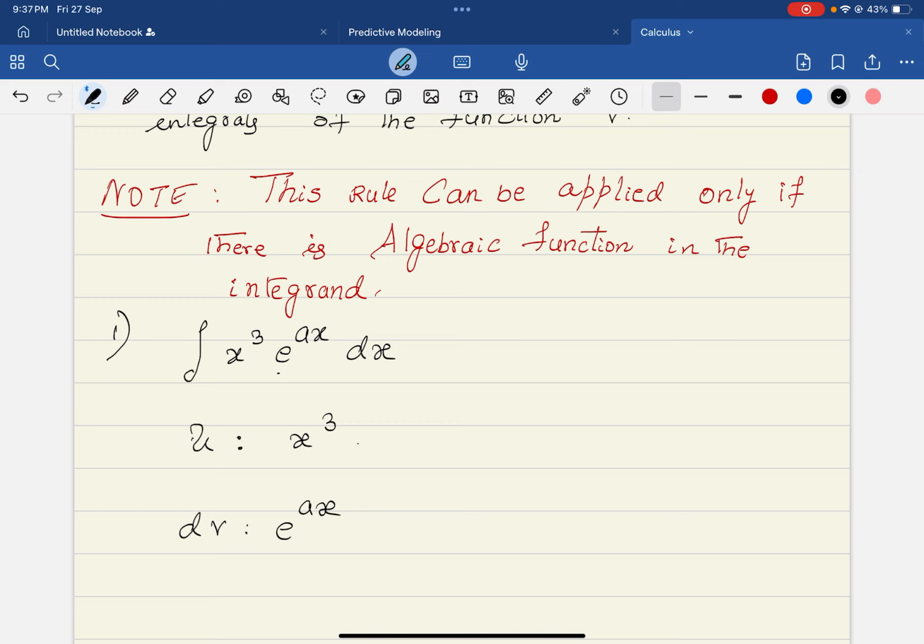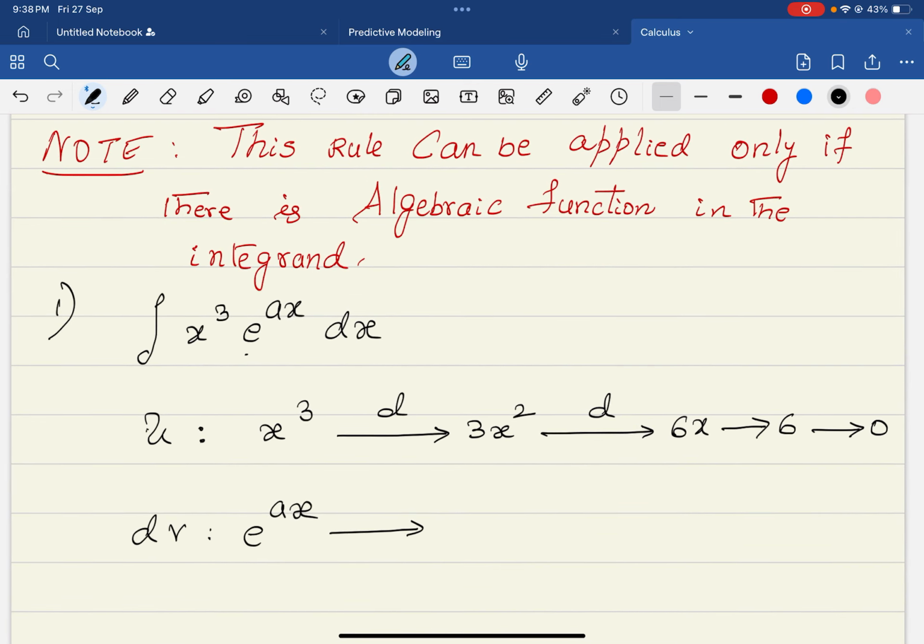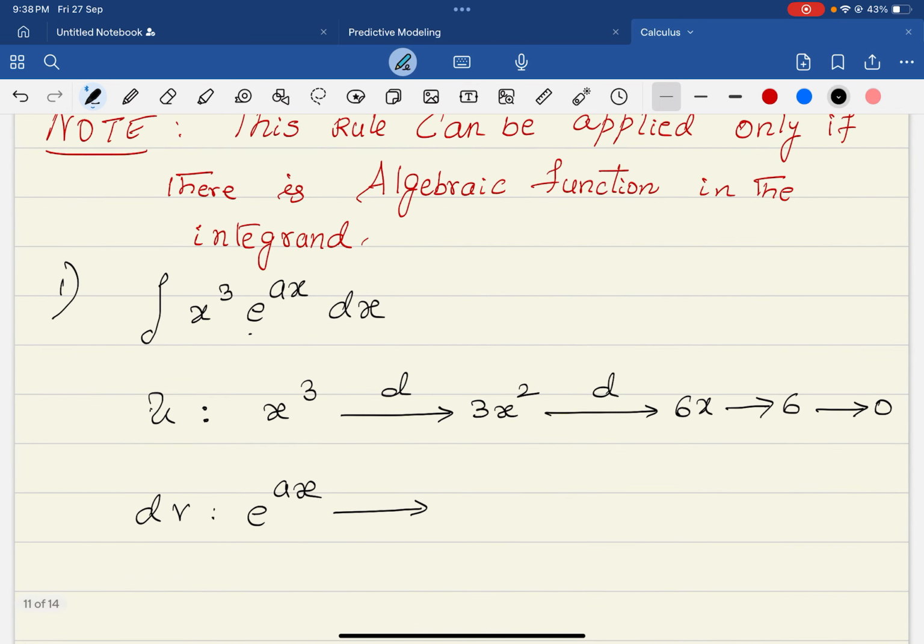Now what we have to do is differentiate this successively. That means the derivative of x cube becomes 3x square. The derivative of 3x square becomes 6x. The derivative of 6x becomes 6. The derivative of 6 becomes 0. So now we have to integrate. This is the method where we are using both differentiation and integration parallelly.